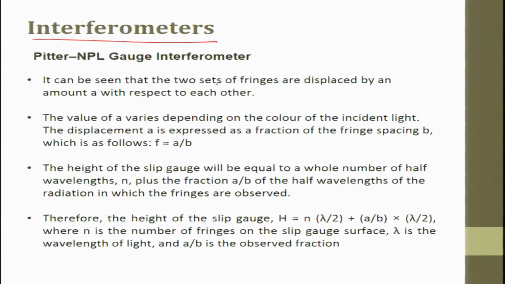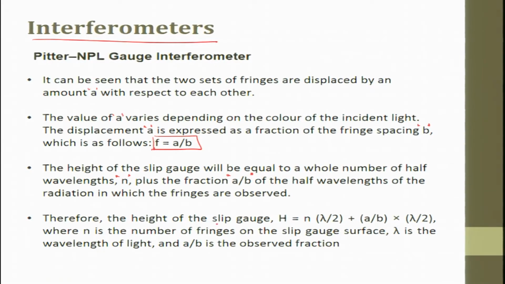It can be seen that two sets of fringes are displaced by an amount A with respect to each other. The value of A varies depending on the color of the incident light, the monochromatic light source. The displacement A is expressed as a fraction of a fringe spacing B, and finally we get F equal to A by B. So the height of the slip gauge will be equal to a whole number n of half wavelengths plus a fraction A by B of lambda by 2, of the half wavelengths of the radiation in which the fringes are observed.